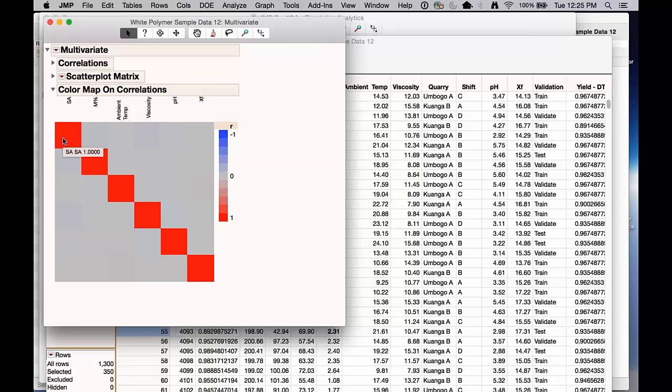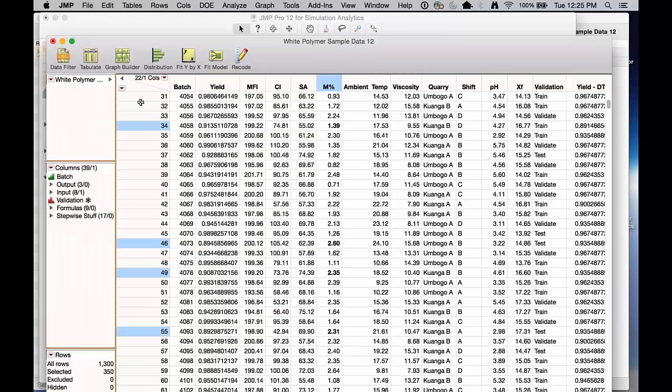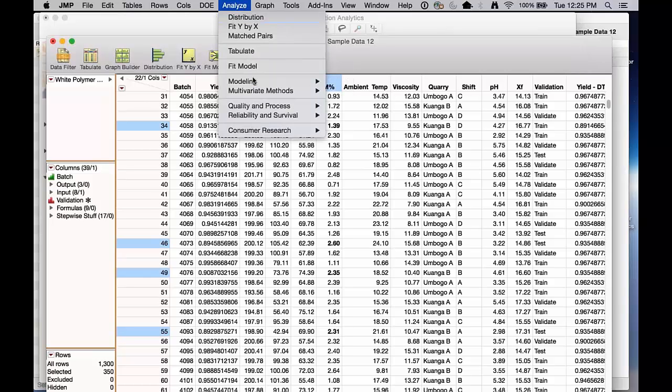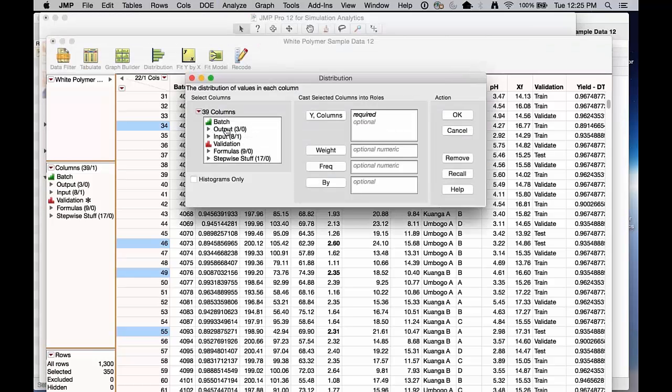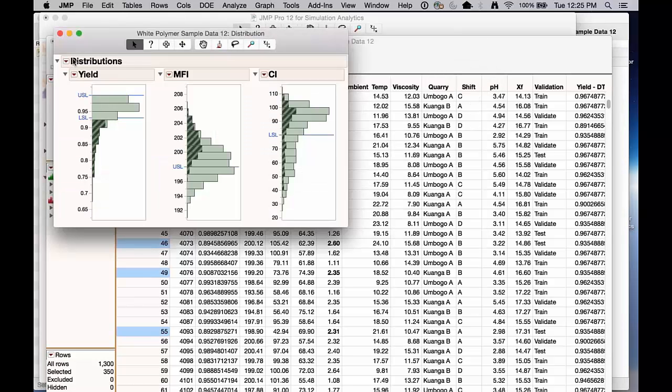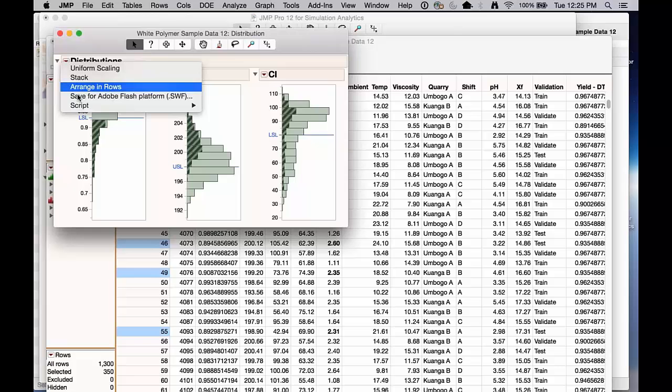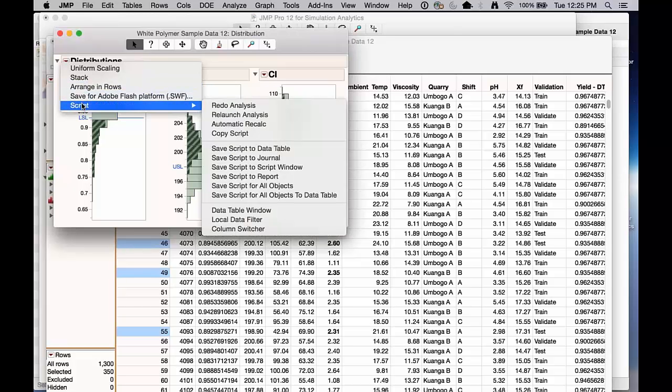Versus something like slurry amp against slurry amp where there's perfect correlation. That's an example. So I always have pictures next to the numbers. And by the way, if I like anything that I have done, it is very easy to save it back to my data table or anywhere else for that matter. So if I really like the distribution work I did with those outputs, and there they are, at any time I can just save my work.